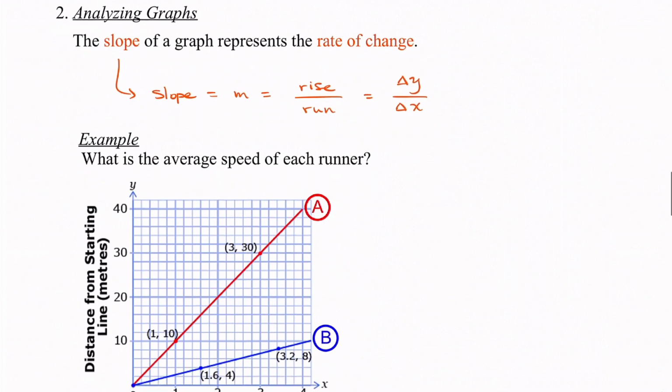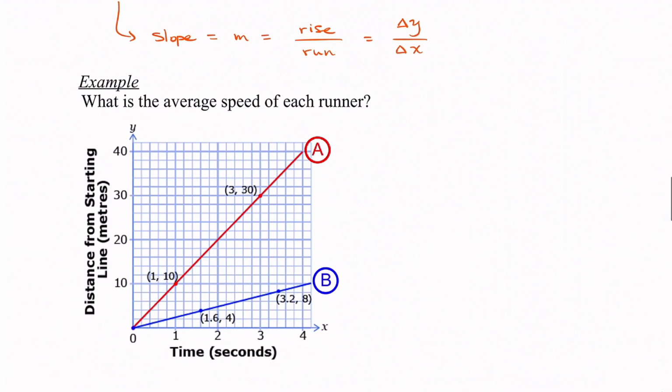So we have an example for this. It says, what is the average speed of each runner? So we have a runner A and a runner B. So we're going to find the slope of each of these. So I'm going to have slope, we'll call it slope A, and we're going to use this formula right up here. So the change in the y. So I can see the y went from 10 up to 30. And maybe first I'll just label these. It goes x and then y.